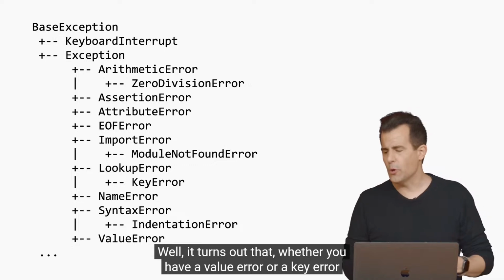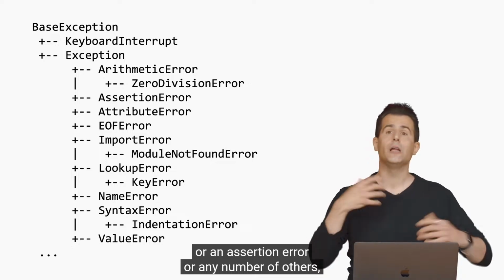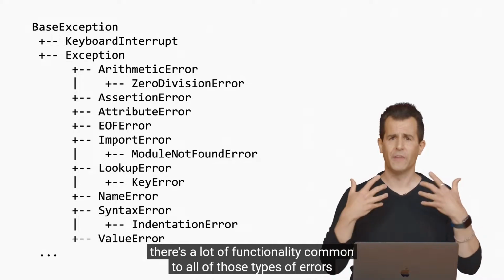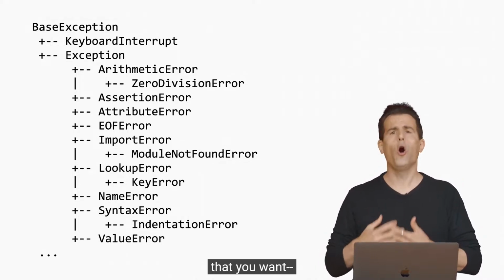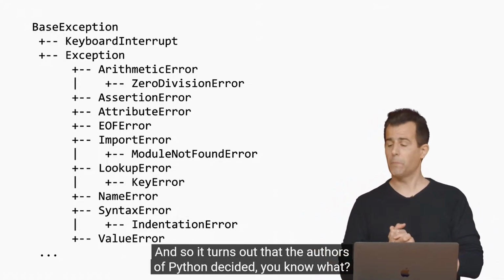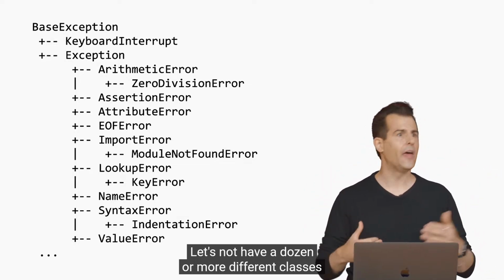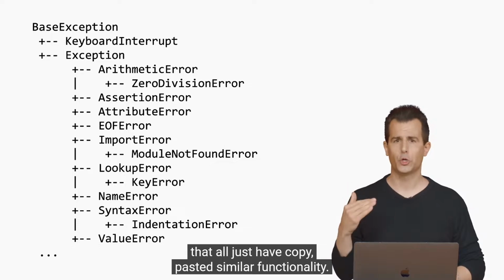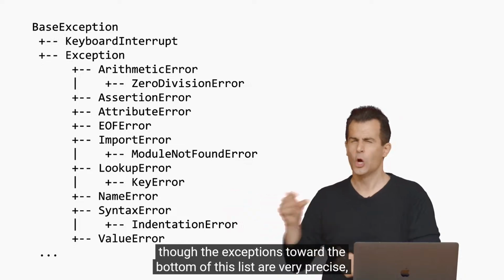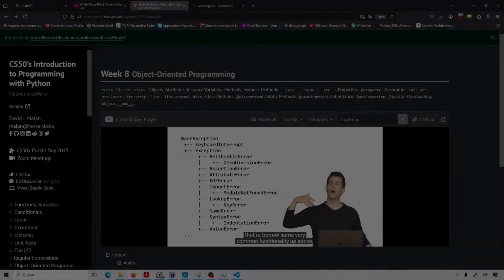Well, it turns out that whether you have a value error or a key error or an assertion error or any number of others, there's a lot of functionality common to all of those types of errors that you want a programmer to be able to use. And so it turns out that the authors of Python decided, you know what, let's not have a dozen or more different classes that all just have copy-pasted similar functionality. Let's create this hierarchy so that even though the exceptions toward the bottom of this list are very precise, they at least inherit, that is, borrow some very common functionality up above.